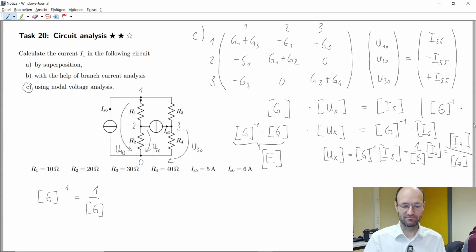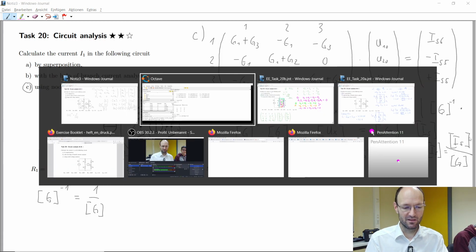And so they call it, I'm not sure, I think, they call it left and right division. So I would say this is a left division. And if you would have the fraction bar the other way around, then it would be a right division. But I'm not a mathematician. Maybe I'm mistaken with this.